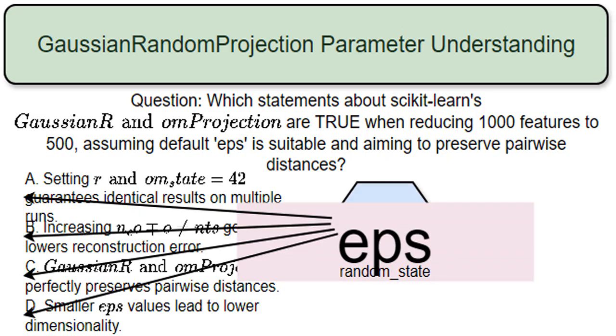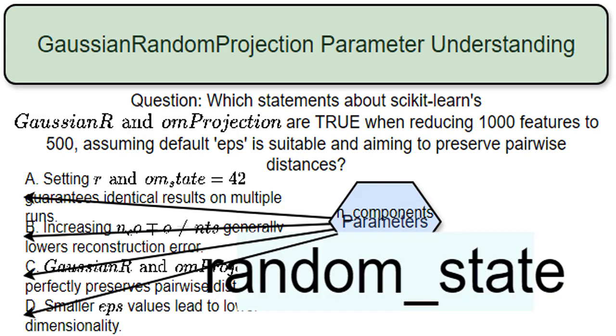In GaussianRandomProjection, eps controls the level of accuracy you want in preserving distances. A smaller eps means you want to preserve distances more accurately, but you'll need more components, meaning a higher resulting dimensionality. It's a trade-off between accuracy and dimensionality reduction.